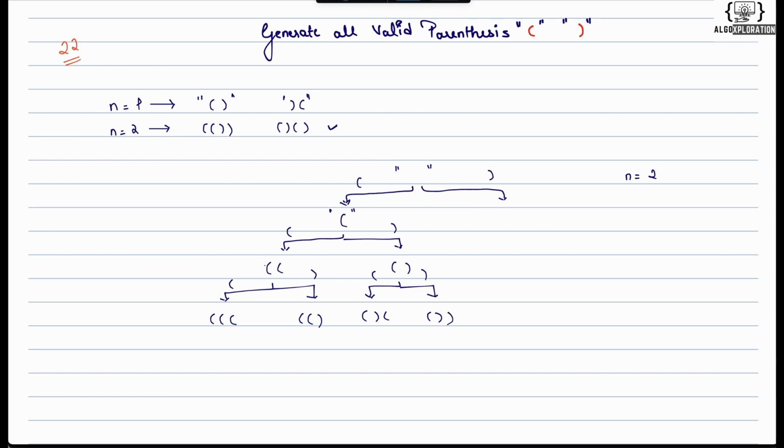Now if we observe, since the value of n is 2, we know that the number of opening parentheses and closing parentheses will be 2 only. But here we see that the number of opening parentheses is 3, which is not valid. So I'll simply not explore this one. Coming to this, I see that it is two opening and one closing, so it might end up with one closing as well. So that can be valid, so I need to explore this one.